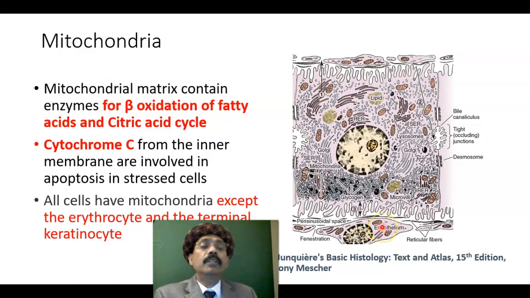Mitochondria are absent only in the red blood cell or erythrocyte, or in the terminal, most superficial layer of the keratinized stratified squamous epithelium, which we call keratinocytes. Cytochrome C from the inner membrane, present in the intermembranous space, is involved in apoptosis. Apoptosis is programmed cell death in stressed cells, without inflammation and without pain.